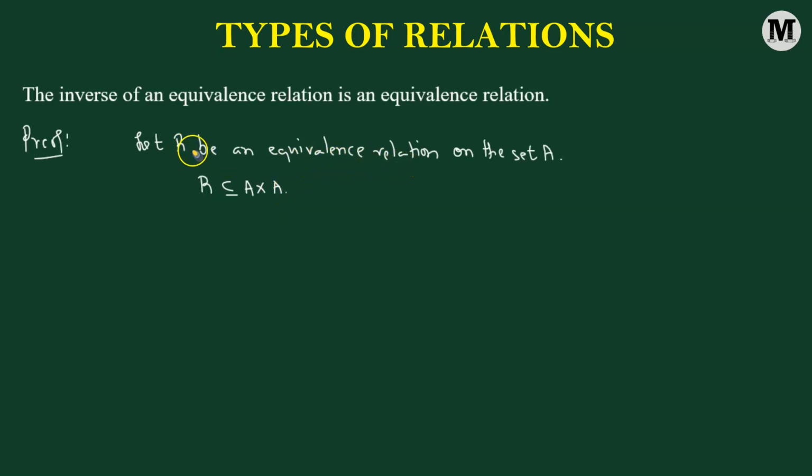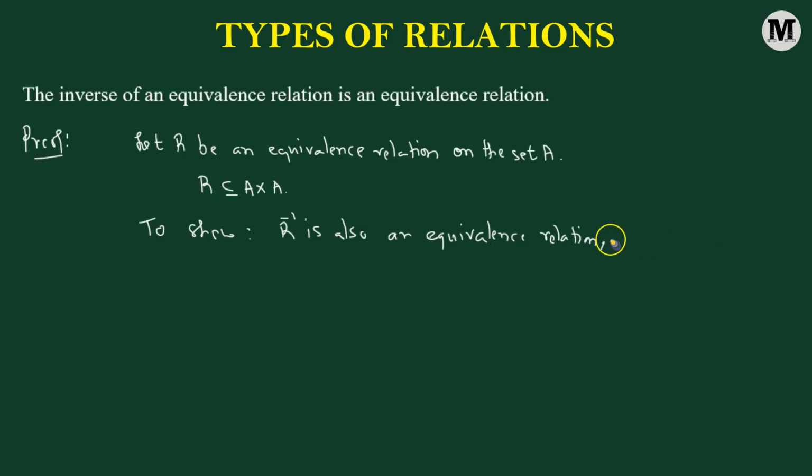It simply means that R is reflexive, symmetric, as well as transitive. Our goal will be to show that the inverse of this relation, R inverse, is also an equivalence relation. So this is our goal. Fine. So how shall we show that R inverse is also an equivalence relation?